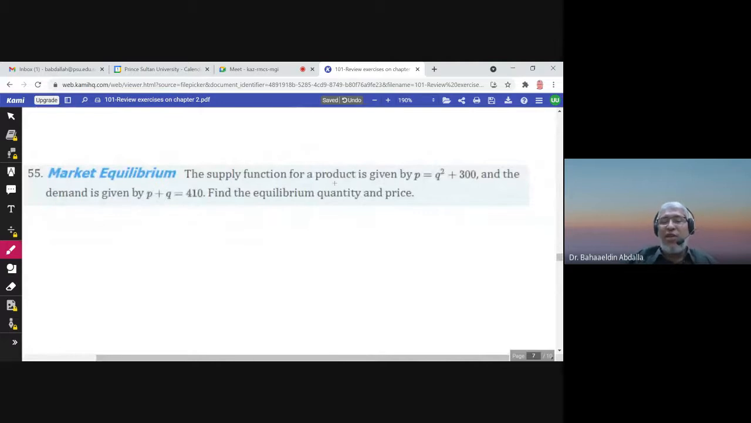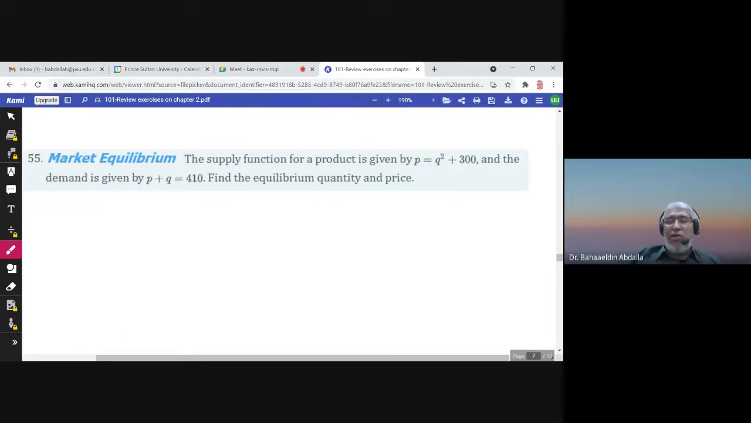The supply function for a product is given by this, and the demand is given by this. Find the equilibrium quantity and price. Well, to find the equilibrium quantity and price, the supply has to equal the demand. So I have P = Q² + 300, and I can solve the other equation for P by taking negative Q to the other side. Then this is P and this is P, so put the two equations together. So I have Q² + 300 = -Q + 410. So this P equals this P.